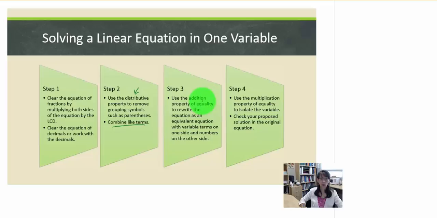Step 3, we will use the addition property of equality to help us collect like terms on each side of the equation. So basically, we want a variable to be set equal to some number to solve the equation. And finally, we may also need to use the multiplication property of equality to isolate that variable. And it always is a good idea to check your answer. Basically, that just means if I get x equals 1, I want to substitute 1 back into the original equation to see if it really works or not.